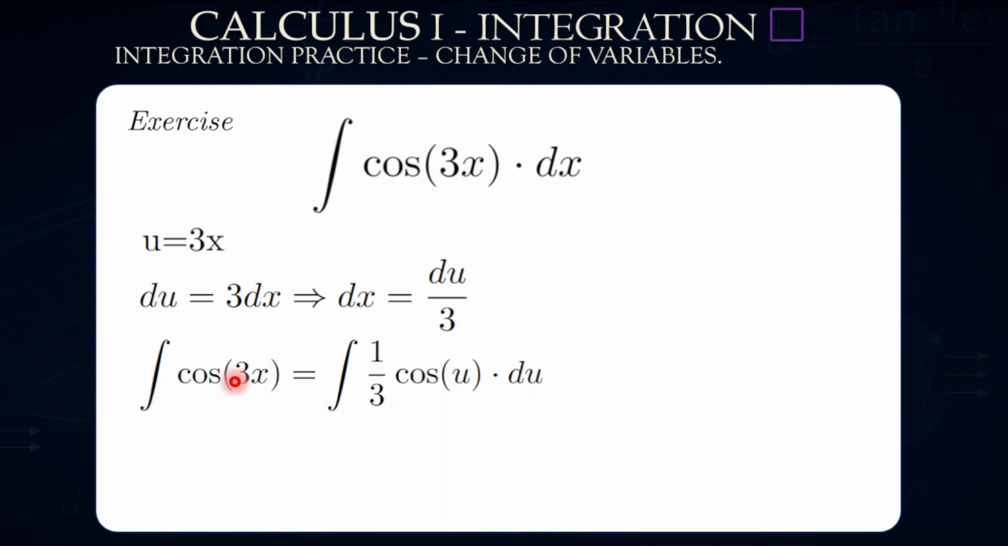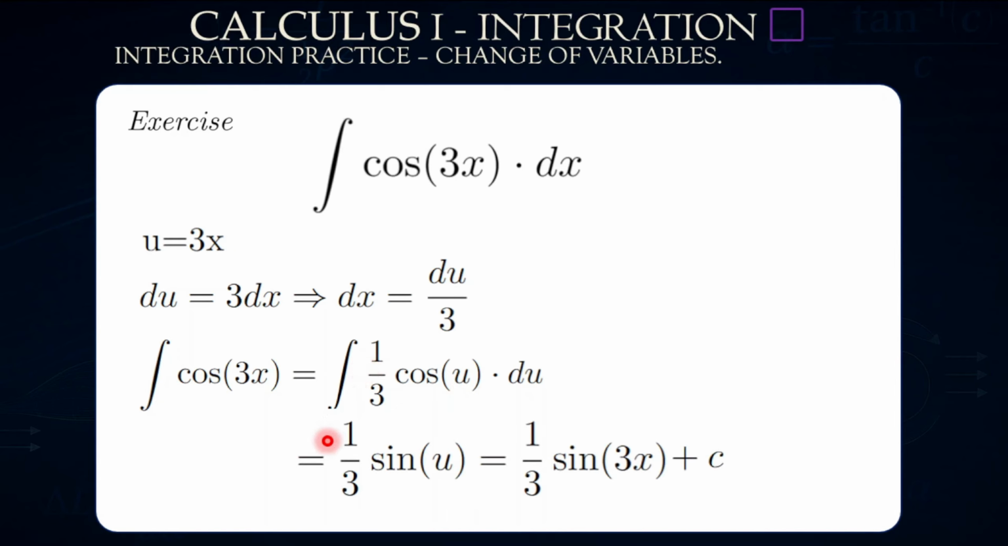Then the integral of cosine 3x is equal to 1/3 the integral of cosine u du, and you solve it for u. The integral of cosine u is simply sine u, and you have the 1/3 on the outside. So it is equal to 1/3 sine u, and you replace back u by its original value, which is 3x. It is equal to 1/3 sine 3x plus c. I hope it is as simple as it can get.